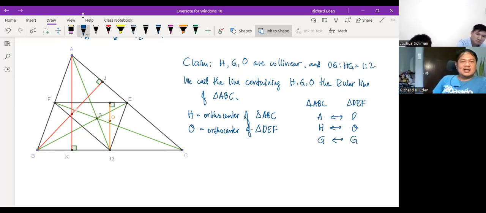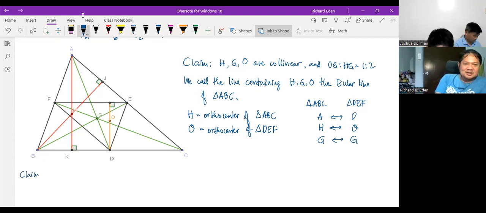Wait, how do we know they have the same centroid? How do you know that G is the centroid of the medial triangle DEF? Okay, claim here: G is also the centroid. It's a very simple fact and it's very easy to know.